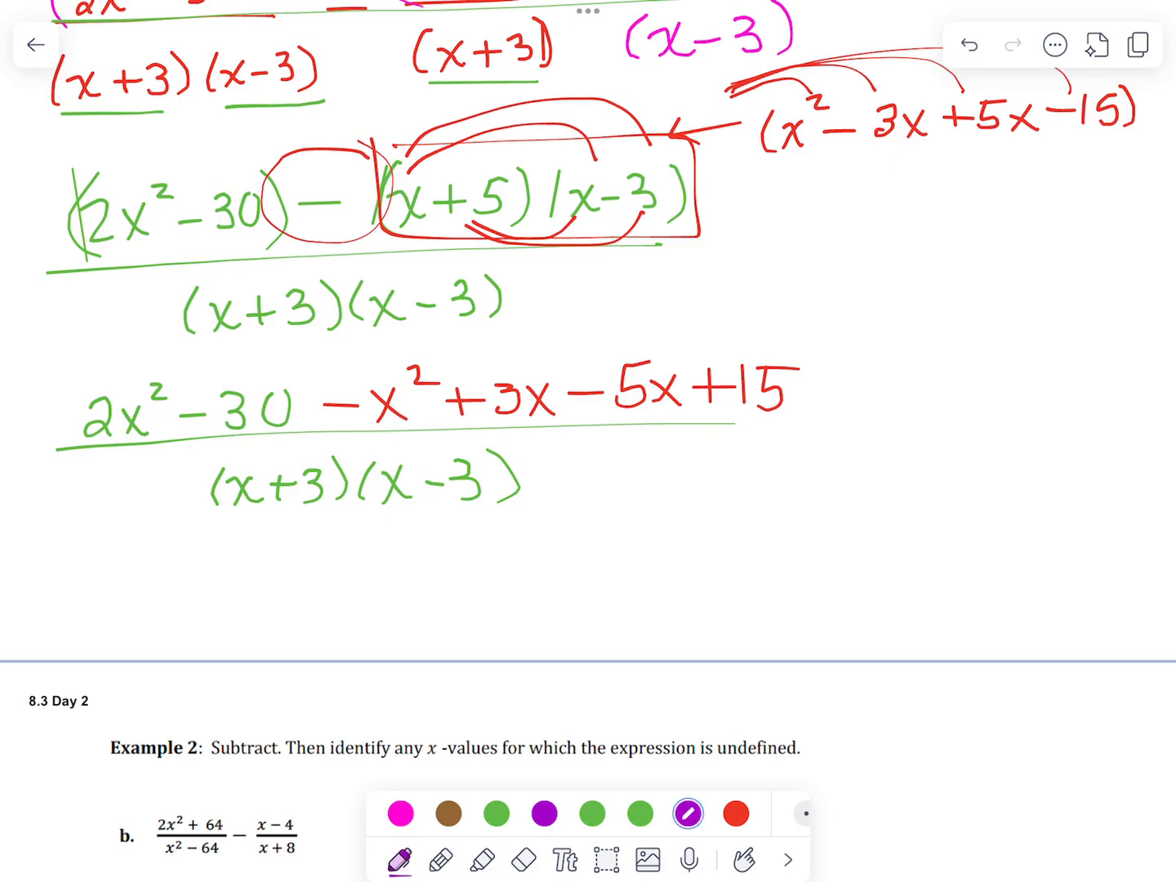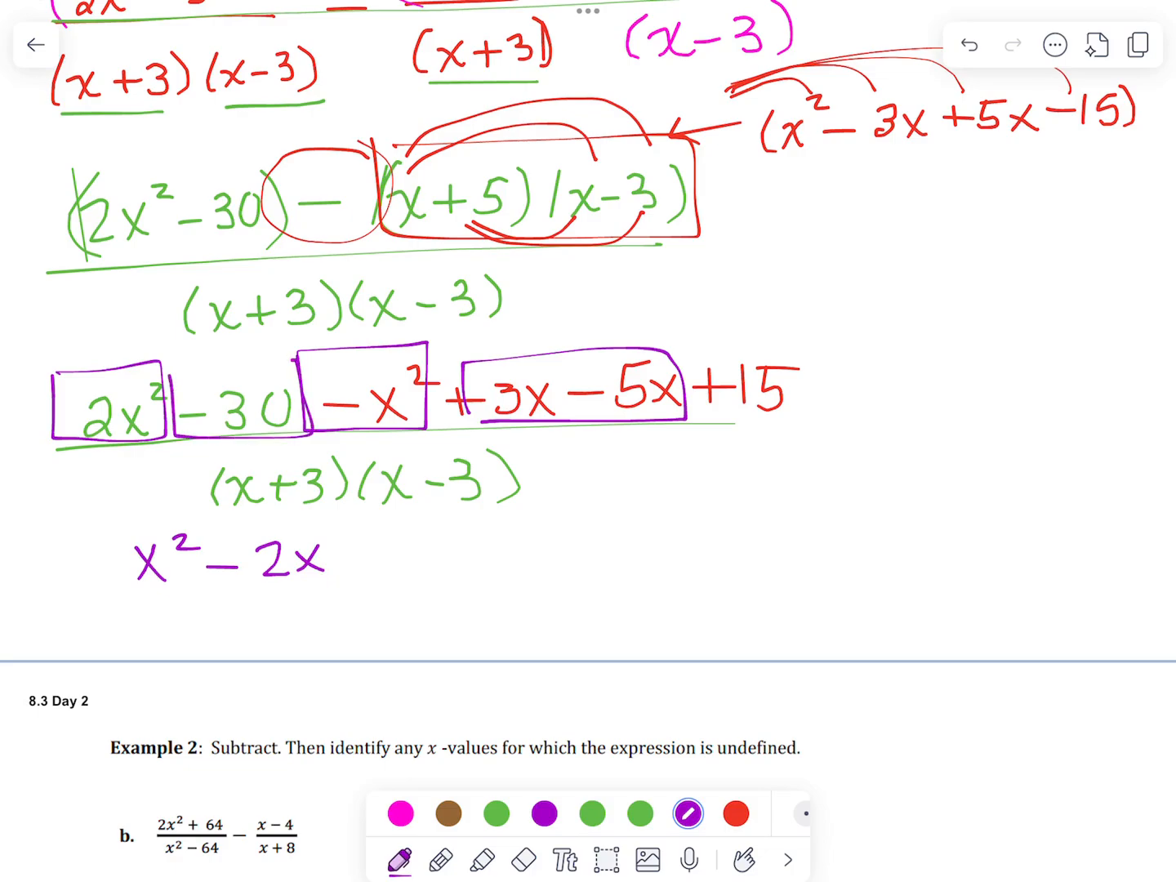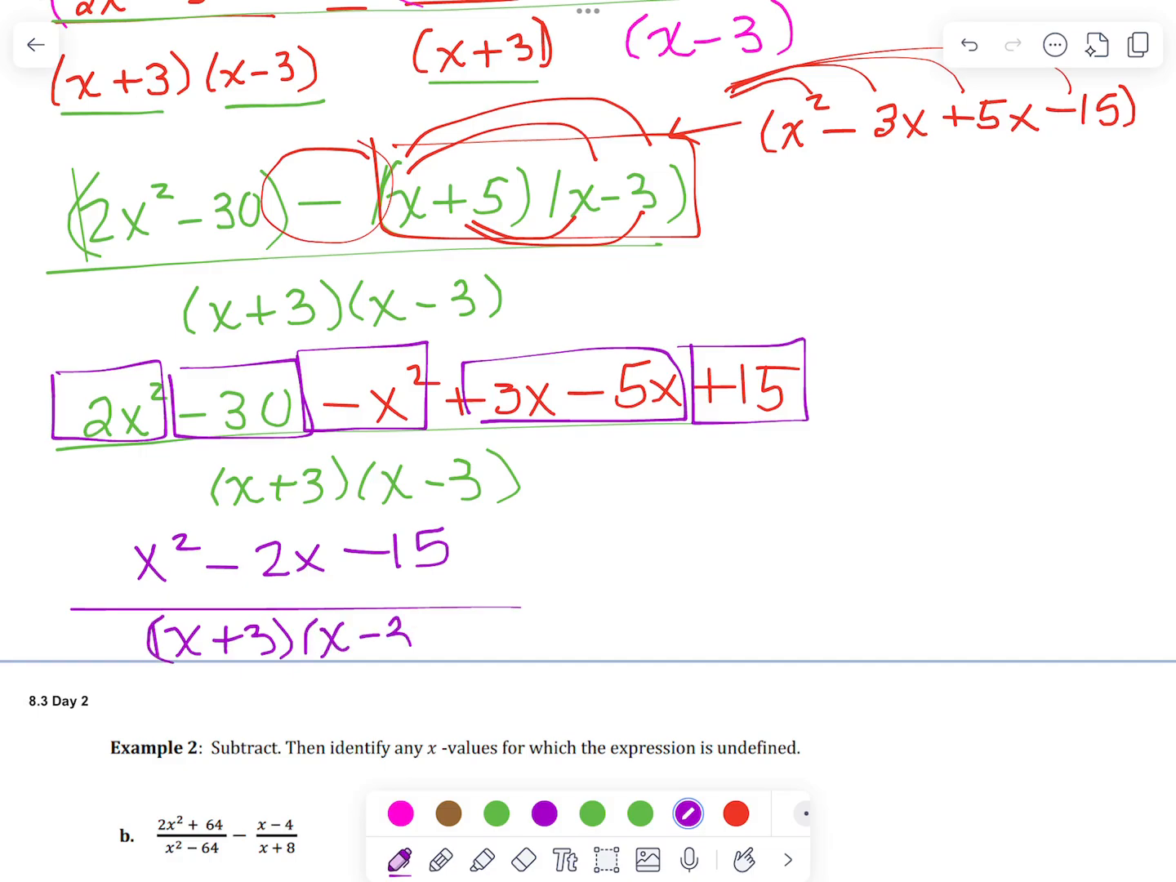Now we look for like terms. So 2x squared minus 1x squared is x squared. Then we have positive 3x minus 5x is negative 2x. And then negative 30 and positive 15 make that a negative 15, all over x plus 3, x minus 3. Again, for my class, you did not have to distribute out that x plus 3 and x minus 3. And then we look for our domain restrictions. What would x not be? 0 in the denominator. We do not want it to be positive 3 and negative 3.